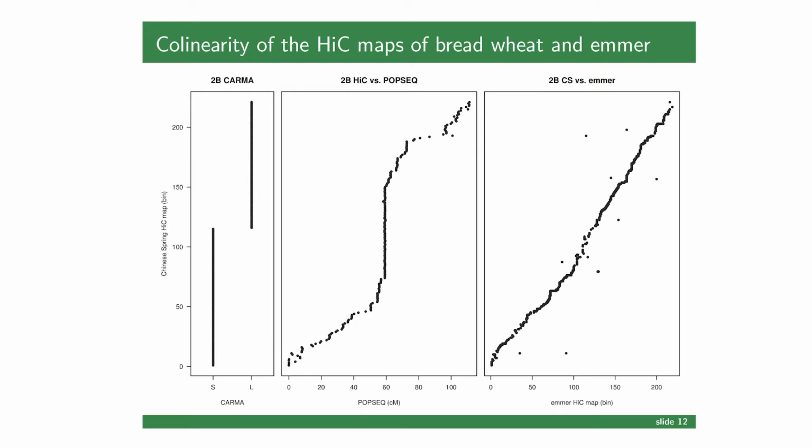The next plot is a comparison to the POPSEQ map. POPSEQ stands for population sequencing. It's a method to construct an ultra-dense genetic map by sequencing the members of a biparental mapping population. And we see perfect collinearity, but this vertical line corresponds to a well-known problem in wheat genetics, that we have large genetic centromeres where there is no recombination. So we have a single bin that extends to over half of the chromosome, but with the Hi-C map, for the first time, we could resolve these non-recombining pericentromeric regions.